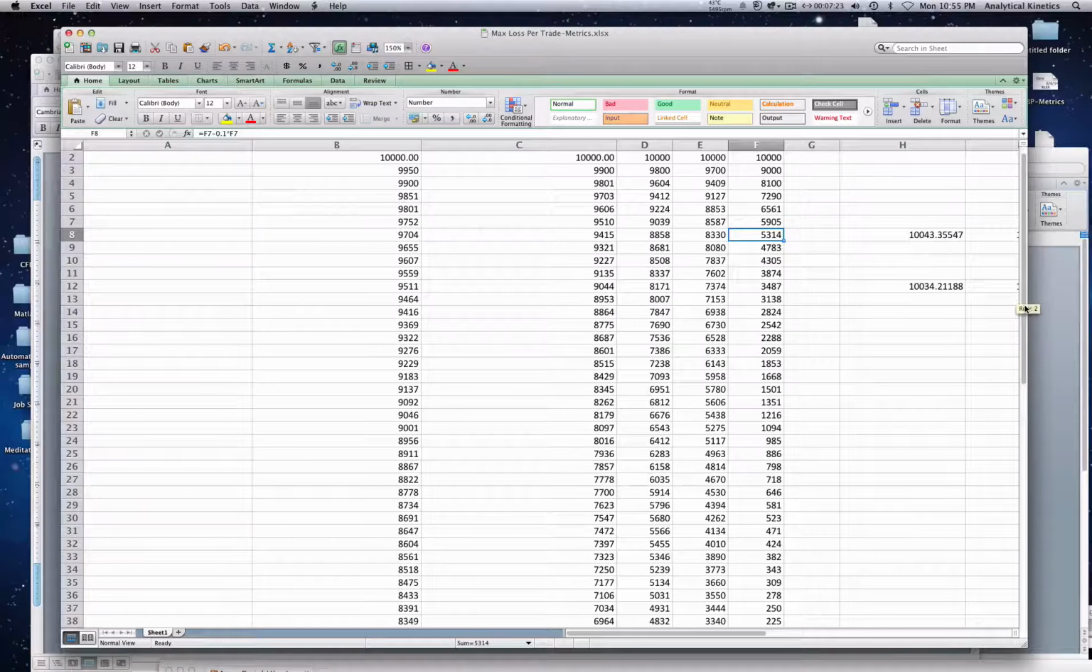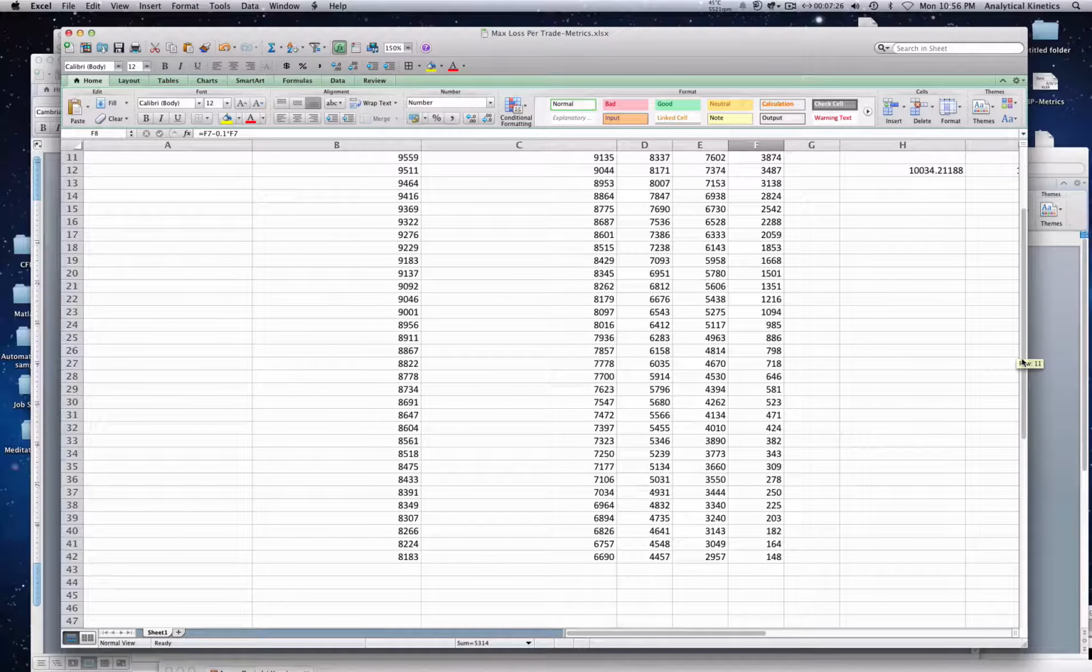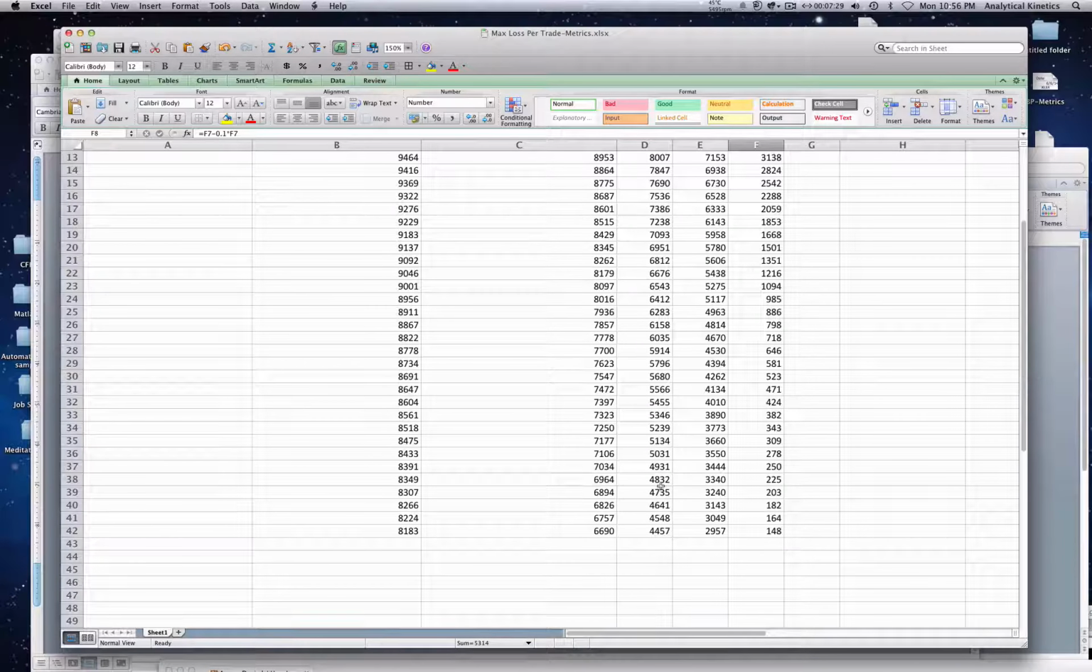But if we want to do some extreme stress testing and see what happens when we have 40 losing trades in a row. So at 0.5%, we're down about 20% in our account, almost. At 1%, we're down about 33% at $6,690. At 2%, we're down more than 50% already. And at 3%, you can see it's a pretty big disaster, we're down 70%. And at 10%, we started with $10,000, we're down to $148. This account is completely destroyed.